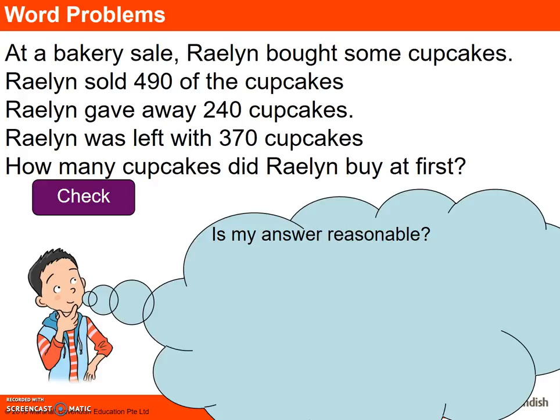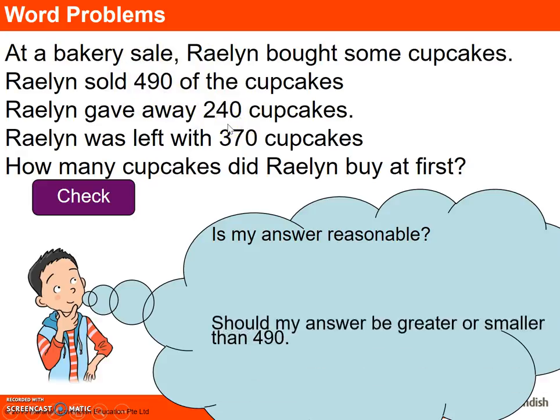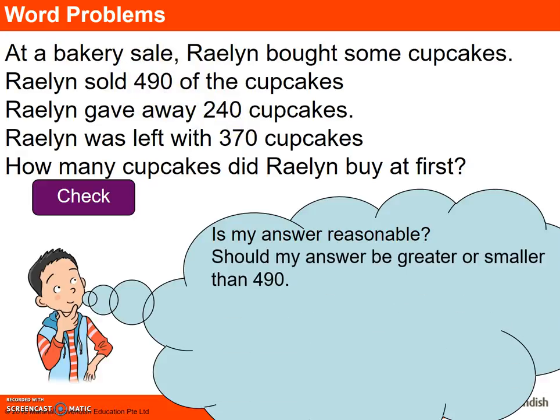Is my answer reasonable? 1,100. Is it reasonable? Kind of makes sense because the number is bigger than all the other numbers here, and it is accumulation of all the things that was given away or sold. So it does make sense. So should my answer be greater or smaller than 490? Did you say greater? Yes, you're right. It has to be greater.